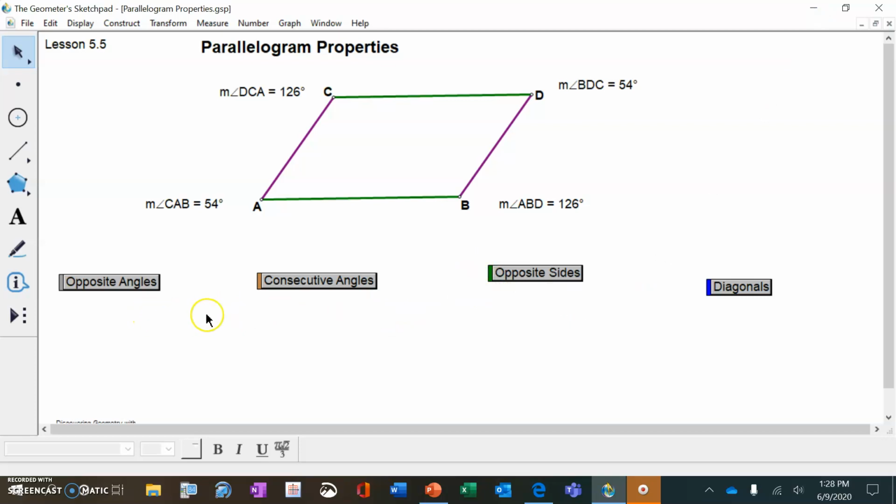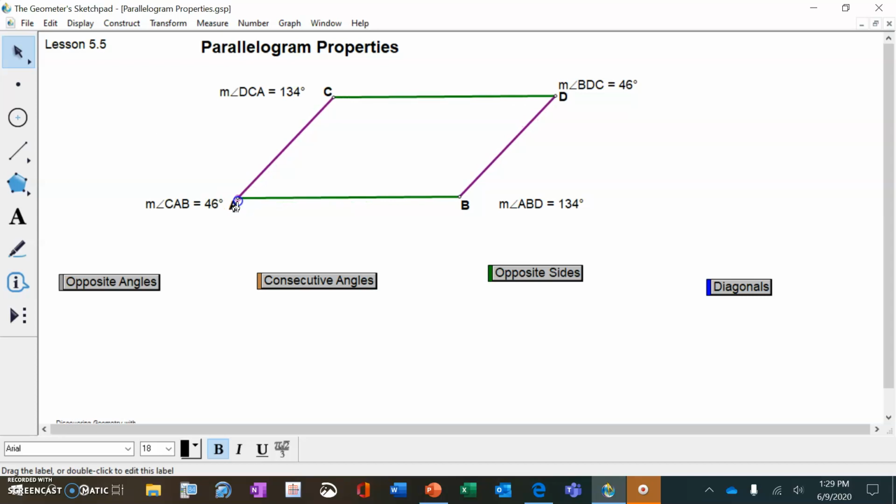So the first one, if we look at your conjecture list at conjecture number 41, it says opposite angles of a parallelogram are, opposite angles. So this is an angle and here is its opposite. So both are 54. Here is an angle and here is its opposite. Both are 126. If I move this to create a different size and look at the opposite angles, 46 and 46, 134 and 134. So the conjecture for number 41 says the opposite angles of a parallelogram are congruent or equal.